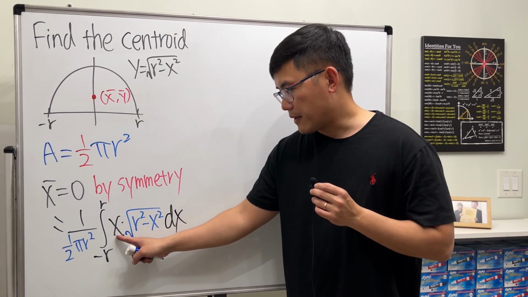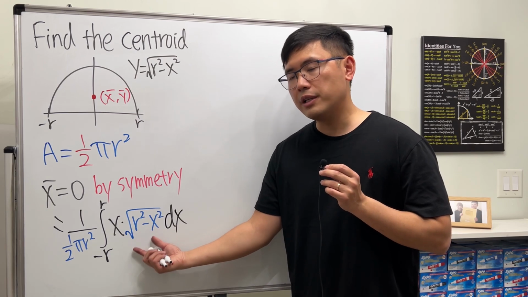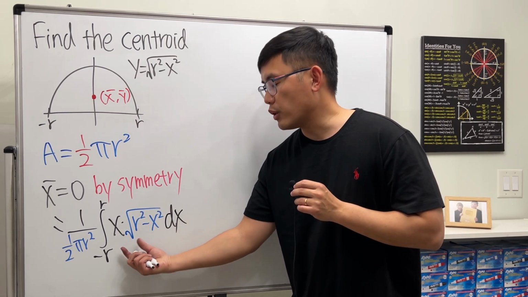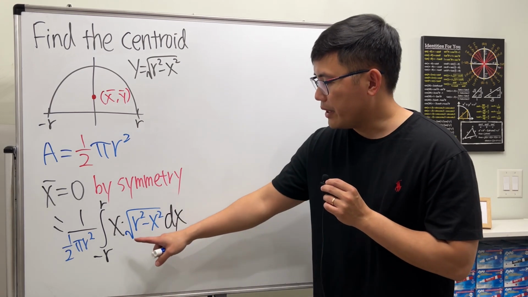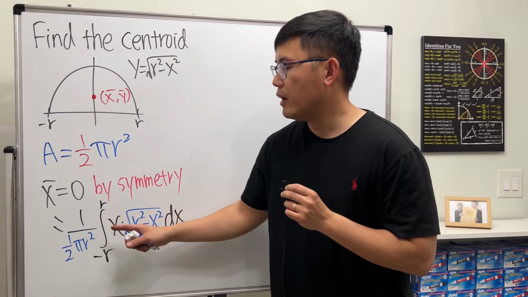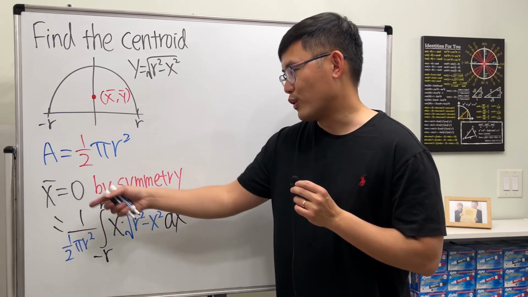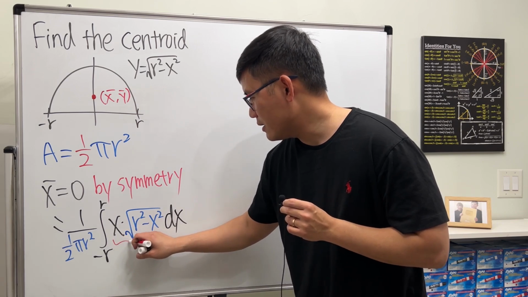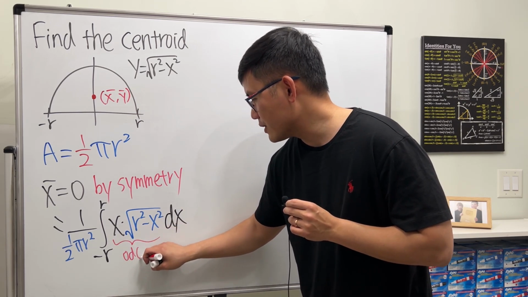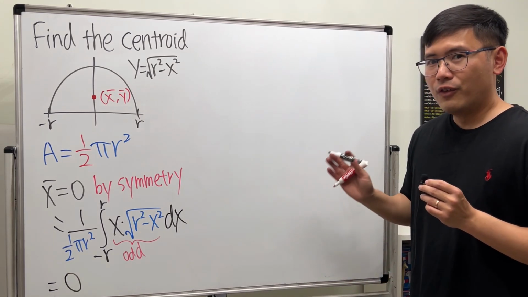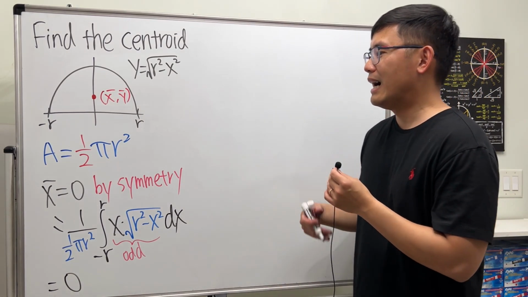Now have a look. This is an odd function, and this right here is an even function. When we multiply an odd function with an even function, the result is an odd function. And when we integrate an odd function from negative r to r, we get 0. Of course, it's the same as that. So let me just denote that right here. This is an odd function, and we get 0, of course. Now, y bar is the one that we have to do more work.